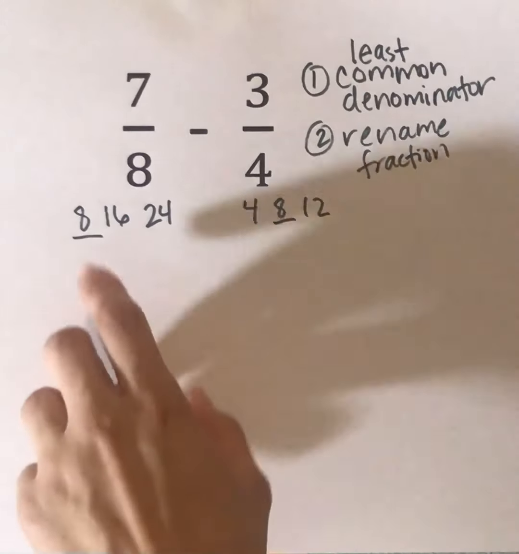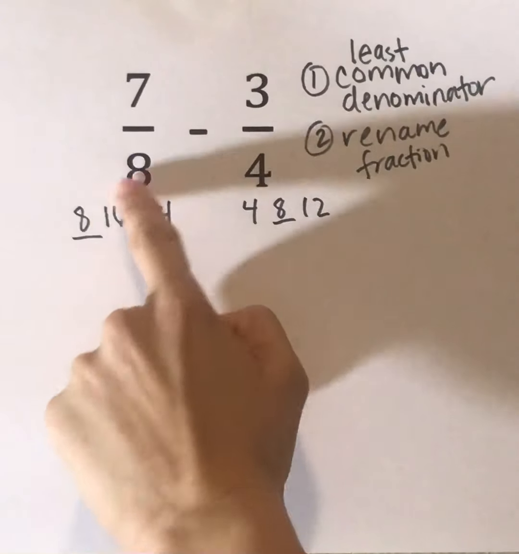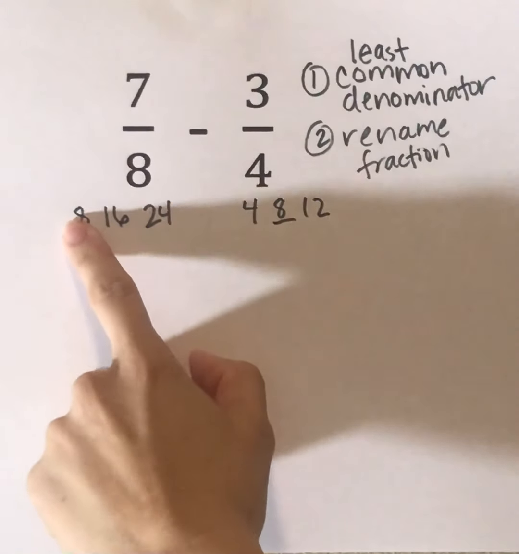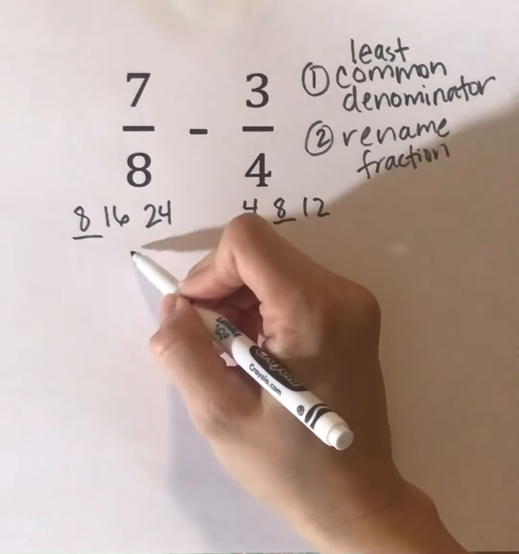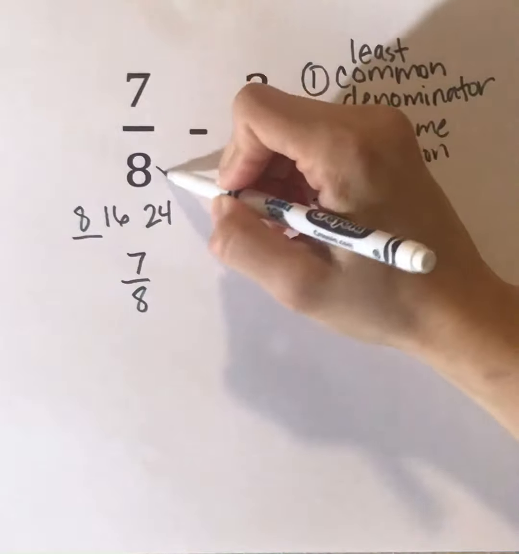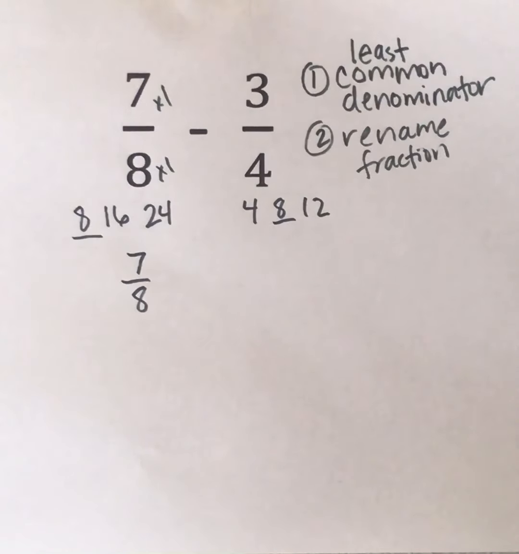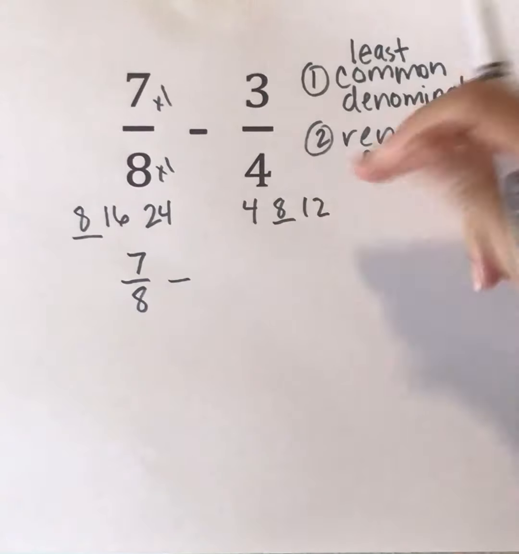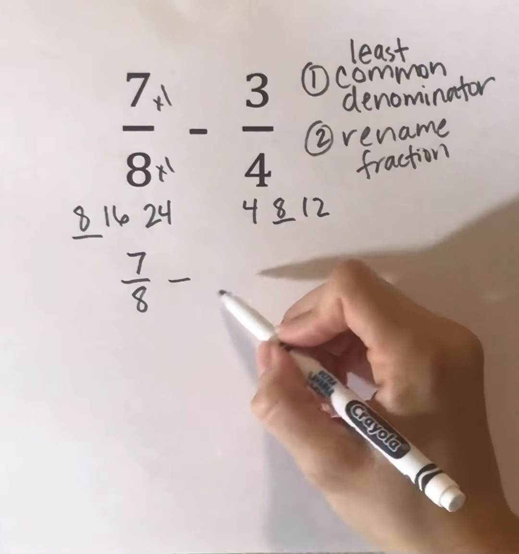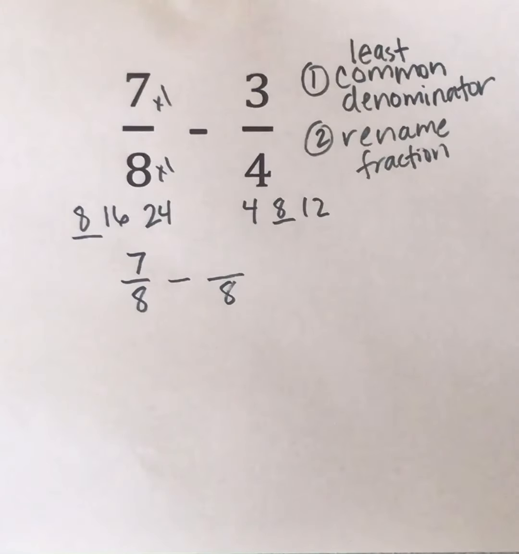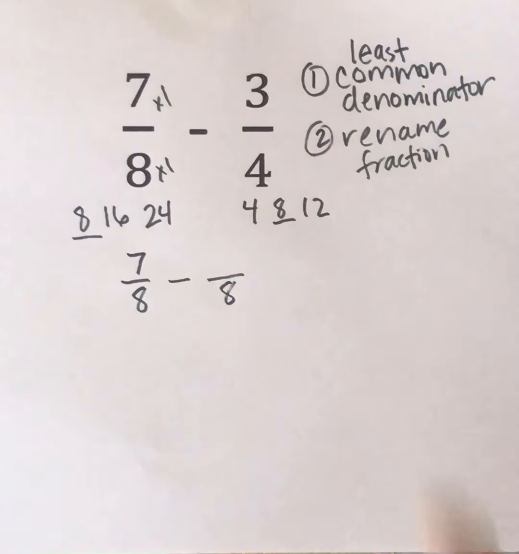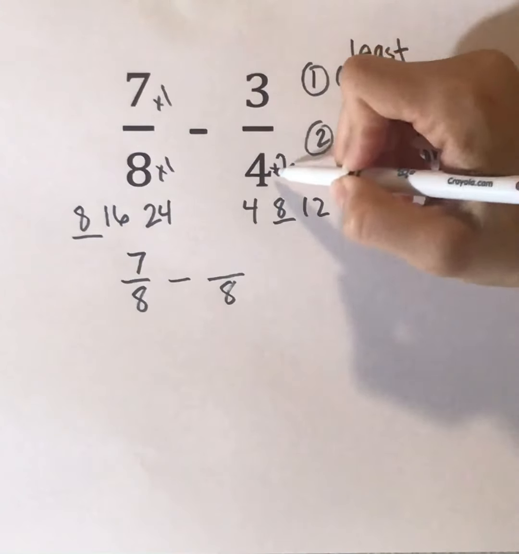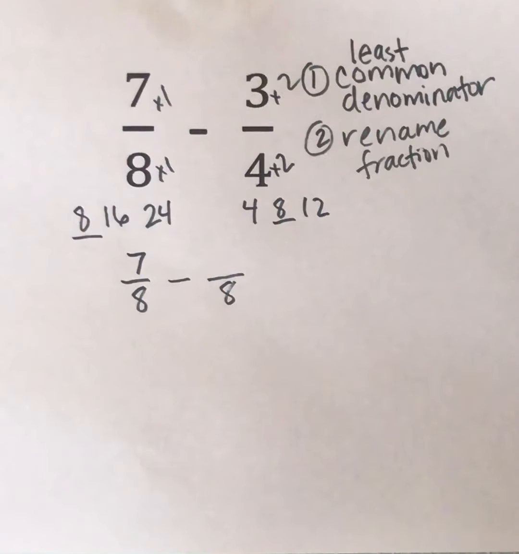So as you can see, this one already has 8 as its common denominator. So since it already has 8, we don't have to do anything with 7/8. It just stays the same as 7/8, because basically you would be multiplying by 1. Next, we need to rename this 3/4, making sure that it now has 8 as its denominator. So if you look, 4 goes into 8 two times. So you would times this by 2, and what you do to the bottom, you have to do to the top. So now that becomes 6/8.